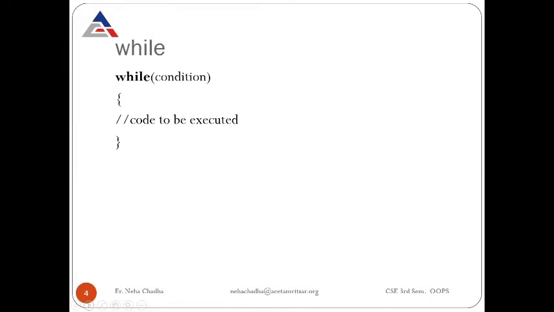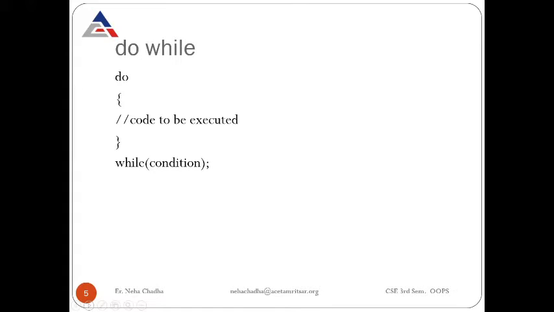Firstly, if we check the while, first we will check the condition, then the code is executed. It is called an entry control loop. Entry control loop means when we enter into a program, it will find out the condition. If the condition is true, then only you can enter into the program. That means then only your code will get executed.